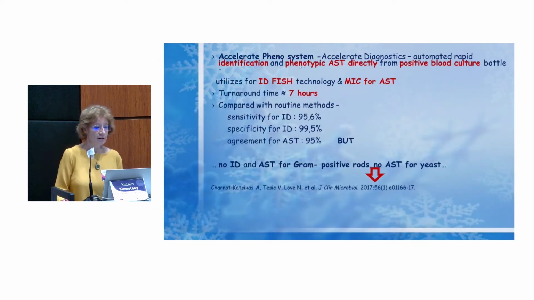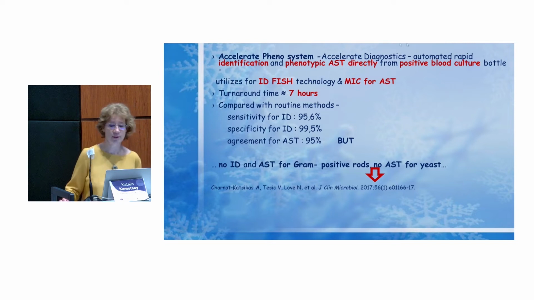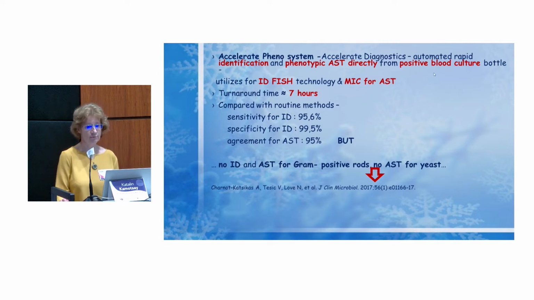Well, the Accelerate Pheno system can give us a rapid identification and phenotypic AST directly from positive blood culture. Not from blood yet, but at least from the positive blood culture in a few hours. So we don't have to wait 24 hours. The result is ready after 7 hours. The ID uses FISH technology and MIC for the antibiotic susceptibility testing.